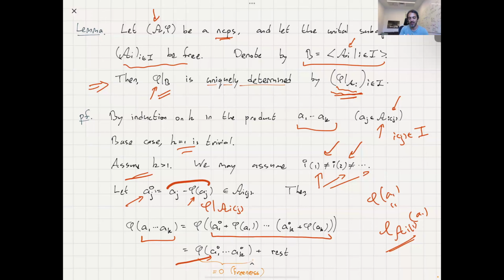So each of them is centered, and we have this condition, and so, right, and therefore by the definition of freeness, this thing is 0. And then there are the remaining 2 to the k minus 1 terms. So let's look at them.